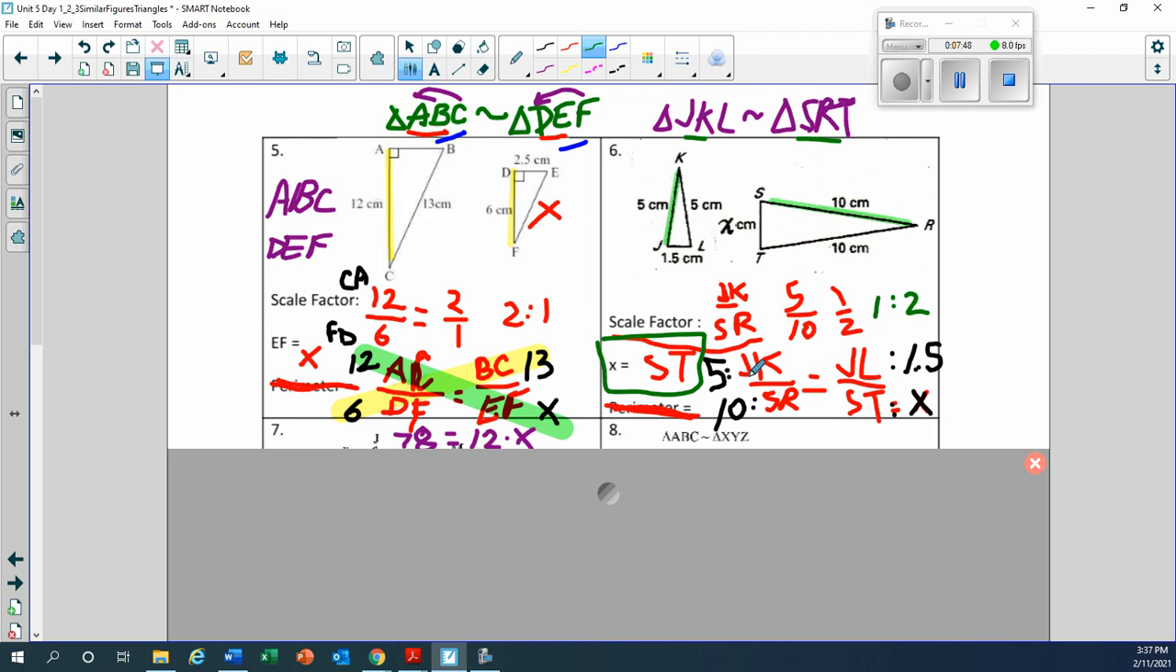So we're going to set up our ratio. We're going to take our original scale factor, JK to SR, and set that equal to, well, we need ST, but ST is on the bottom. That's all right. So we're going to go from S to T.